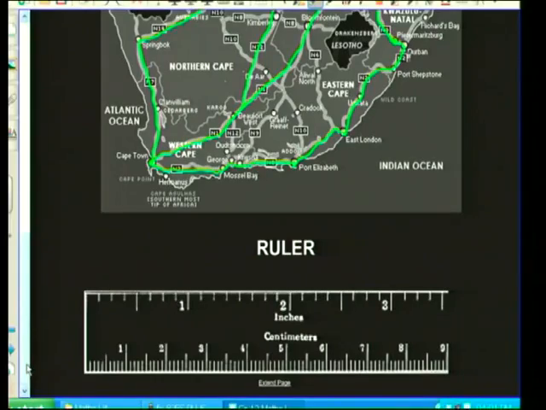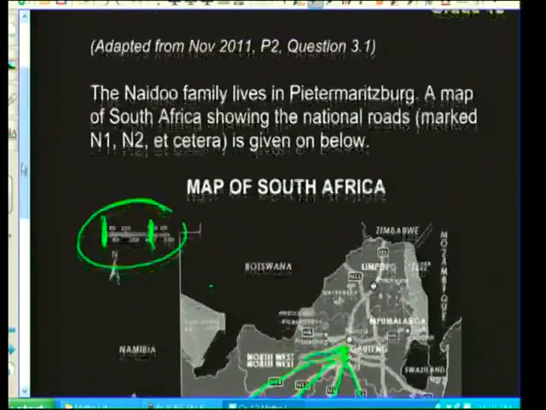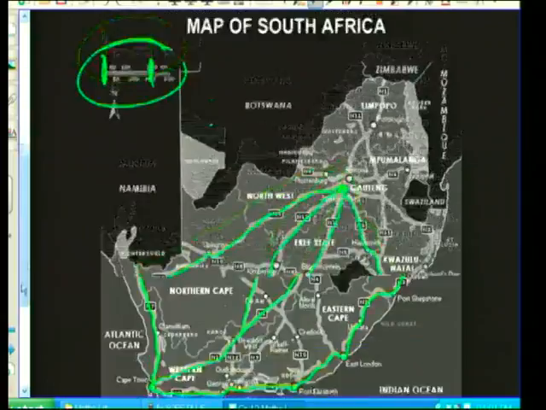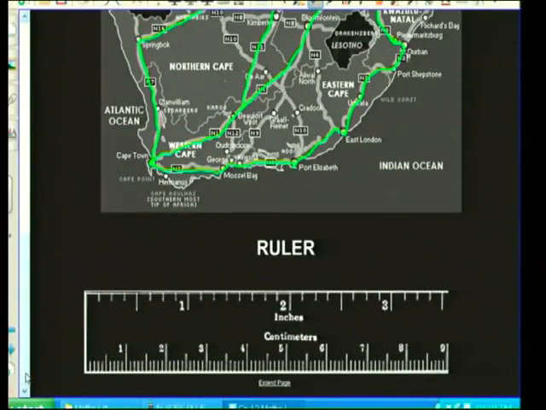So if you look at this exam, and those of you who have hard copies of this exam paper at home, you'll notice that question 2.1, there it is, from the 2011 paper 2, and it was their question 3.1. They gave a map, and then they gave a ruler, because the examiners were worried that there would be students who'd walk into the exam room without a ruler.